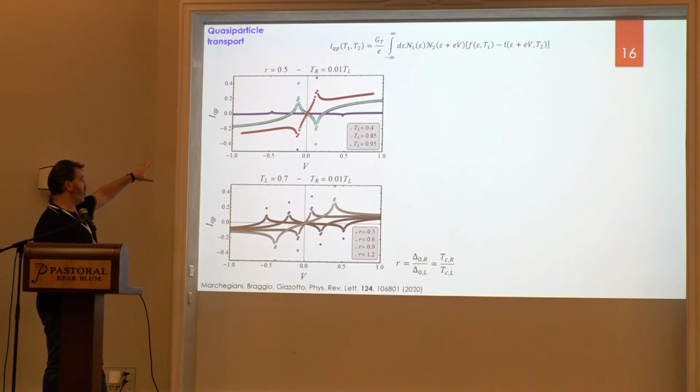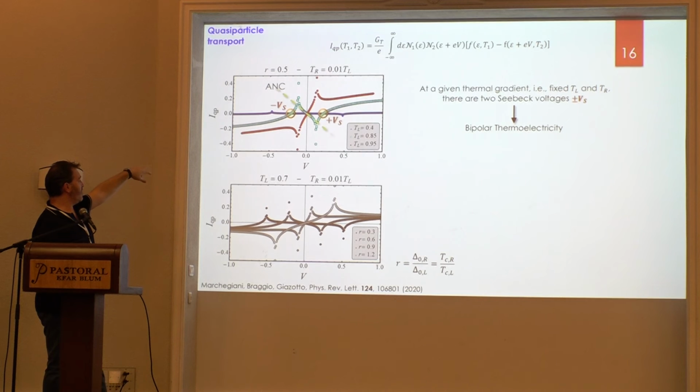These are another collection of theoretical plots in which, looking at the curves, we have two Seebeck voltages, and even the appearance of absolute negative conductance, that is, the slope is negative at 0. This effect was confirmed experimentally.